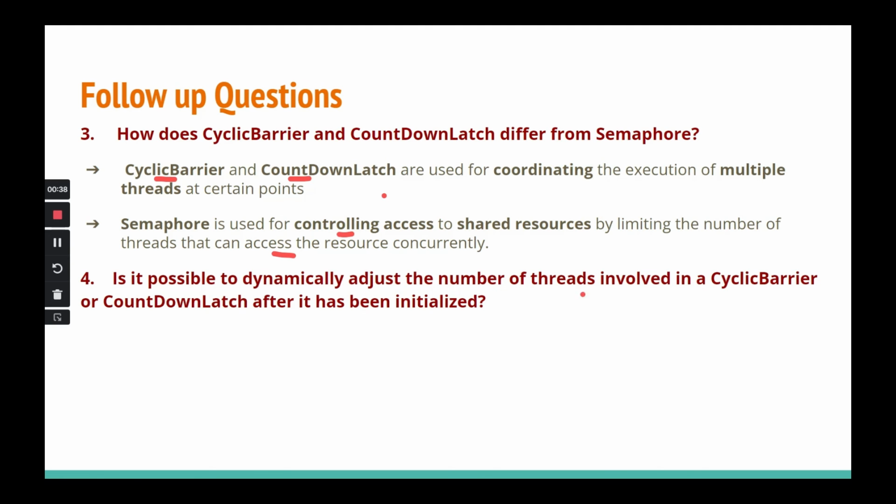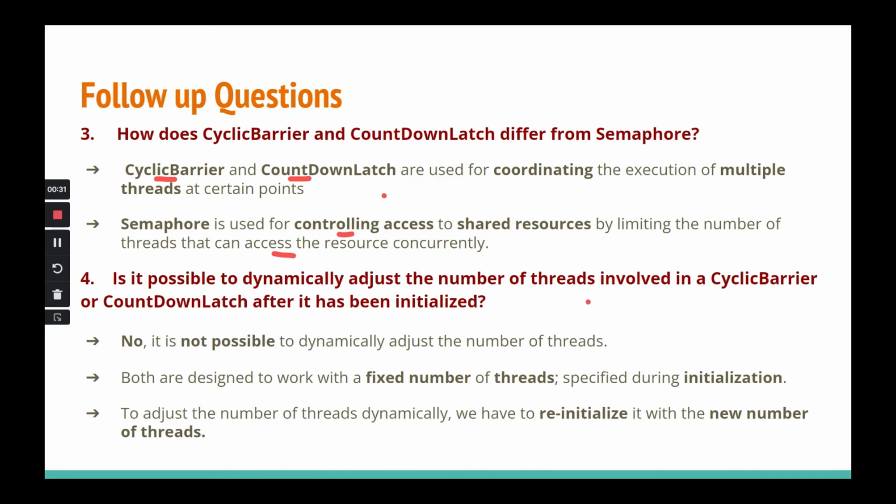Is it possible to dynamically adjust the number of threads which is involved in the countdown latch or cyclic barrier after it has been initialized? It is not possible because both are designed to work with a fixed number of threads. We have already seen the constructor that we are taking in, we are supplying the number of threads at the very beginning. If you want to adjust the threads dynamically, you have to reinitialize it with a new number of threads. In between, dynamically at runtime, you cannot really change how many threads are being involved in either of them.